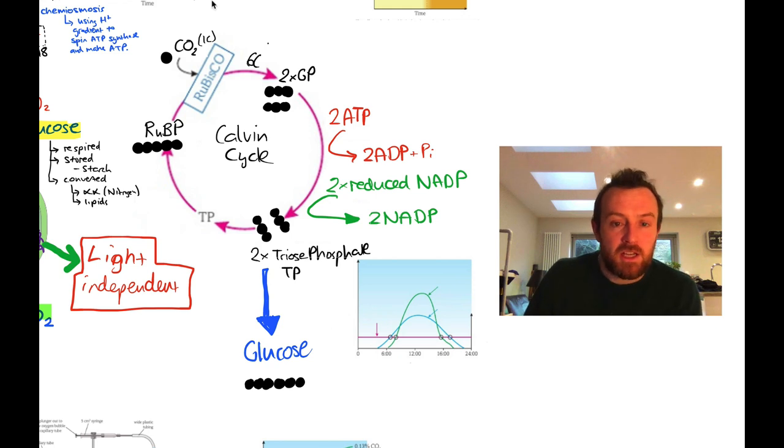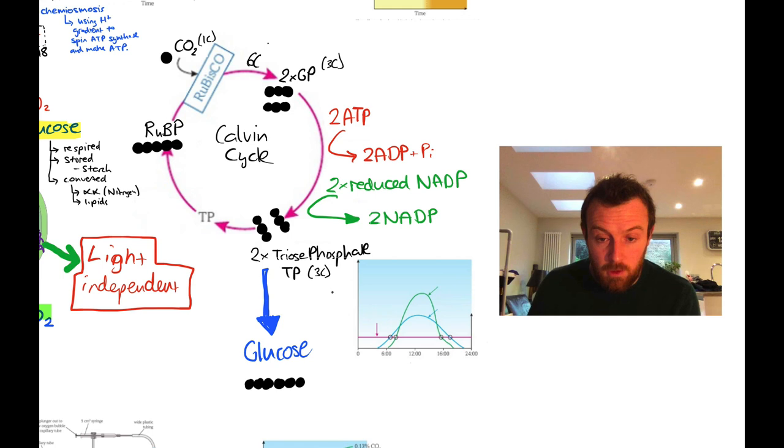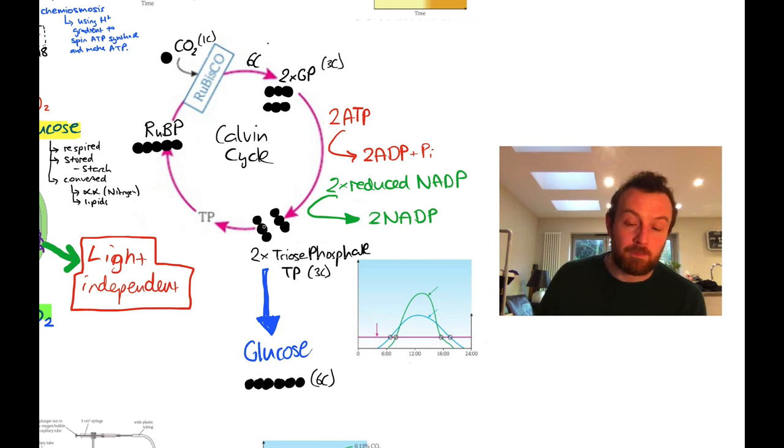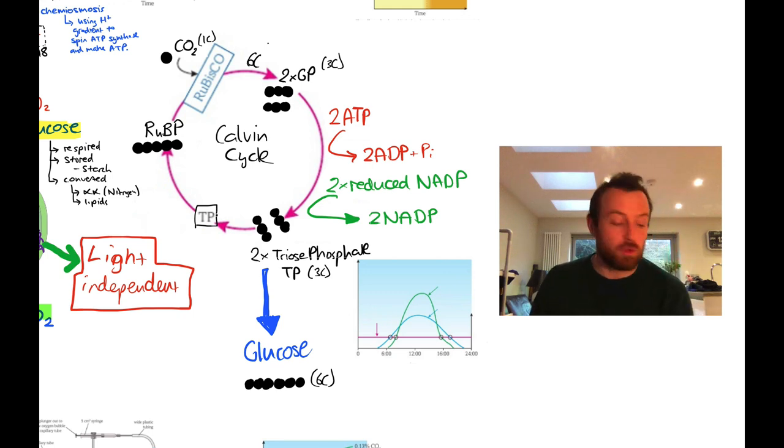Okay, that's 6 carbon. Now, actually, I forgot to put on the carbons for each one. So 2 times GP. GP is a 3 carbon molecule. Each triose phosphate is a 3 carbon molecule, and this is a 6 carbon molecule. So some of the triose phosphate is taken off to make glucose, and some of it is reconverted back into the original ribulose bisphosphate.